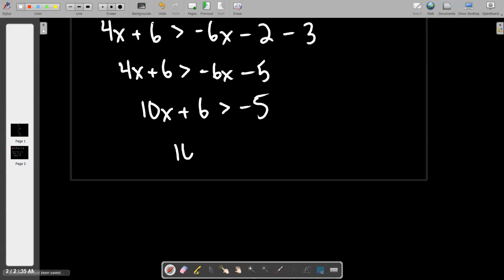You subtract 6, which would be what, Bryce? I'm sorry, what? Oh, negative. I couldn't hear you say negative. I must have some blockage in my ear canal. Negative 11. And then what do we divide by? And should we switch the sign? Nah, we didn't divide by a negative. So x is greater than negative 11 over 10. Phew, done.